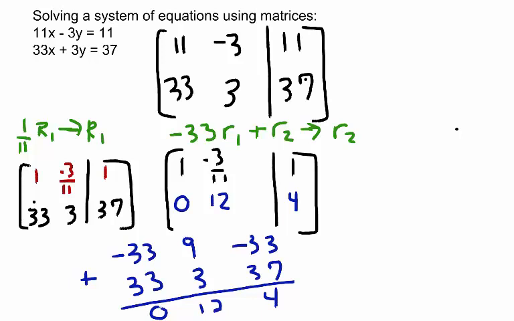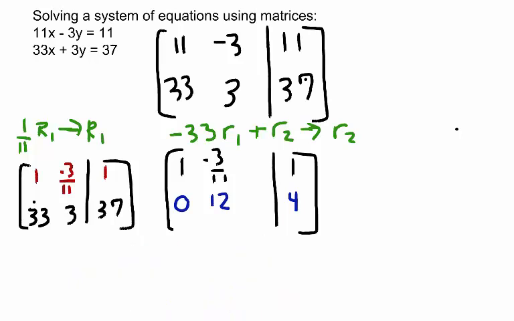So let's continue to use our row operations until our matrix is in row echelon form. Our next step is going to be to multiply row 2 by the fraction 1/12 and store our result in row 2. So 1/12, row 2, and row 2.